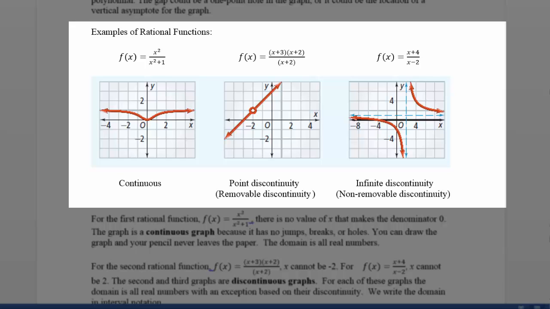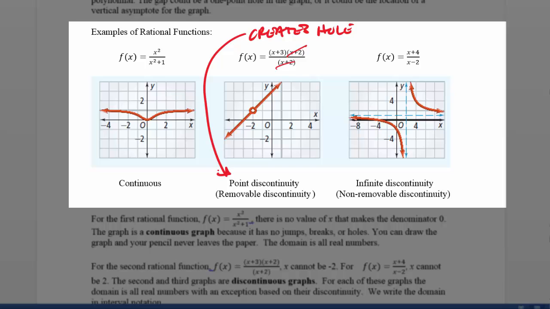Now, on the second one, in the middle function here, you can see that the x plus 2's on both the top and the bottom can cancel out. Now, when this happens, this is what we call removable discontinuity. And what happens here, anytime you have a removable discontinuity or a point discontinuity, it creates a hole in the graph. And so if you have a factor that is canceled out, you know that there's going to be a hole in the graph. And again, domain is all real numbers except for the value of that hole. In this case, it's -2.